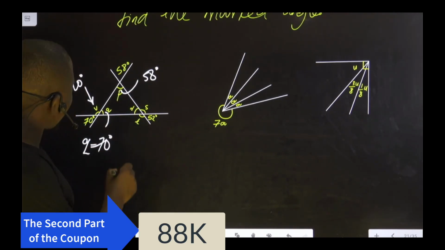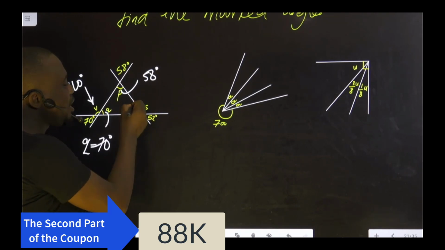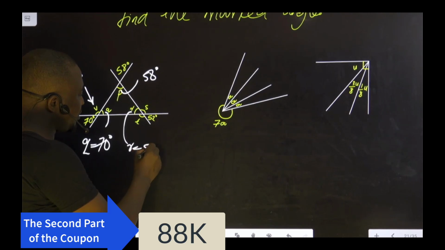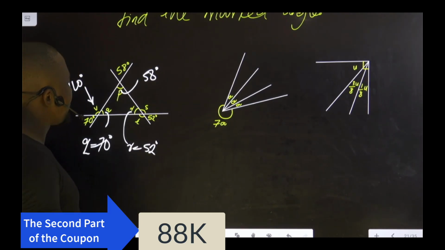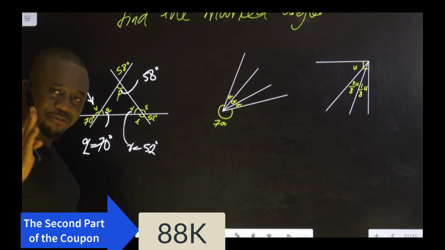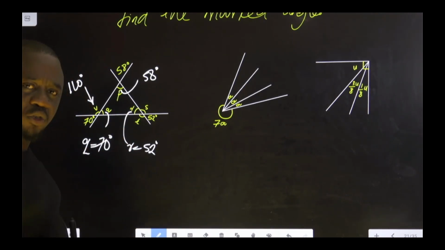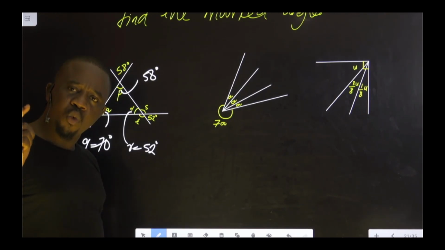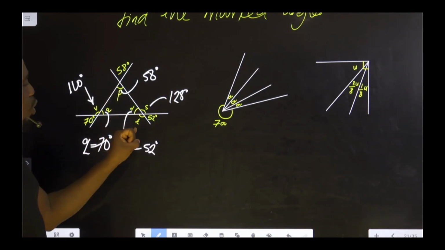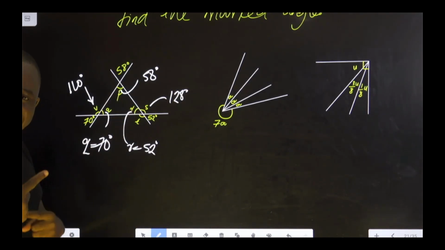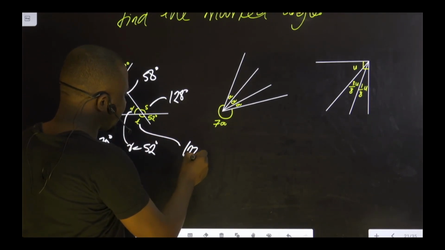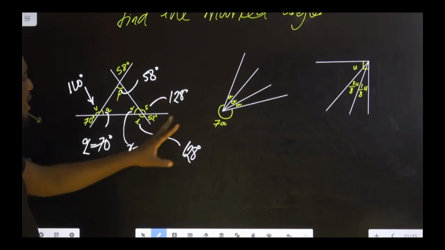Look at this. R is vertically opposite to 52. So R therefore is equal to 52 degrees. Okay? Angle on a straight line, that is R and S from 180. 180 minus 52, you agree with me, is 128. So S therefore is 128. You will also agree that S and T are vertically opposite. Therefore, T also is 128 degrees. That is all.